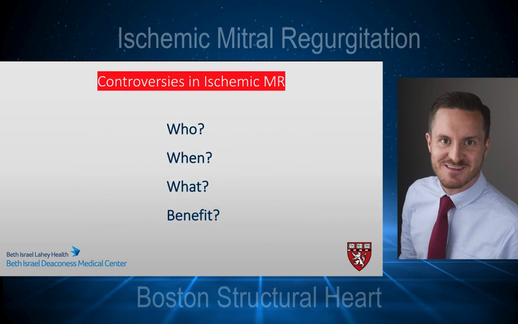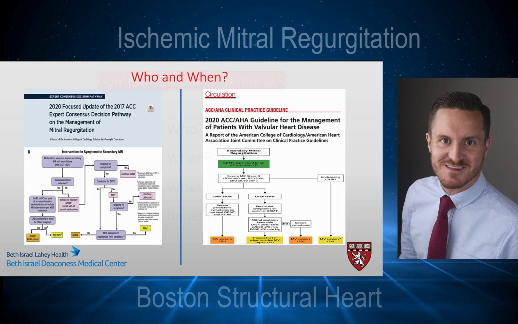There are many controversies when it comes to ischemic mitral regurgitation, and still significant research needs to be done in this area. Some of the controversies in this area include who should have an intervention, when should this intervention be done, what intervention should be done, and does this intervention have any survival benefit for these patients? The American College of Cardiology and American Heart Association have guidelines trying to answer some of these questions and state that intervention should be considered in patients undergoing coronary revascularization with moderate to severe mitral regurgitation.